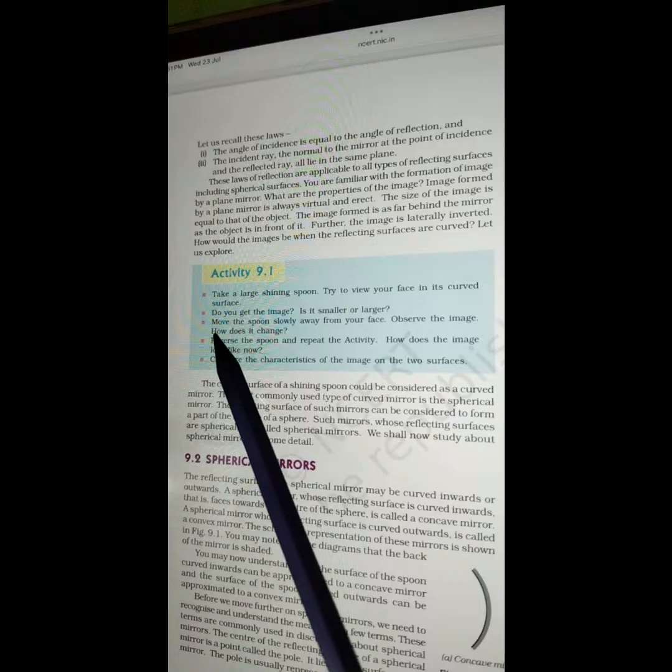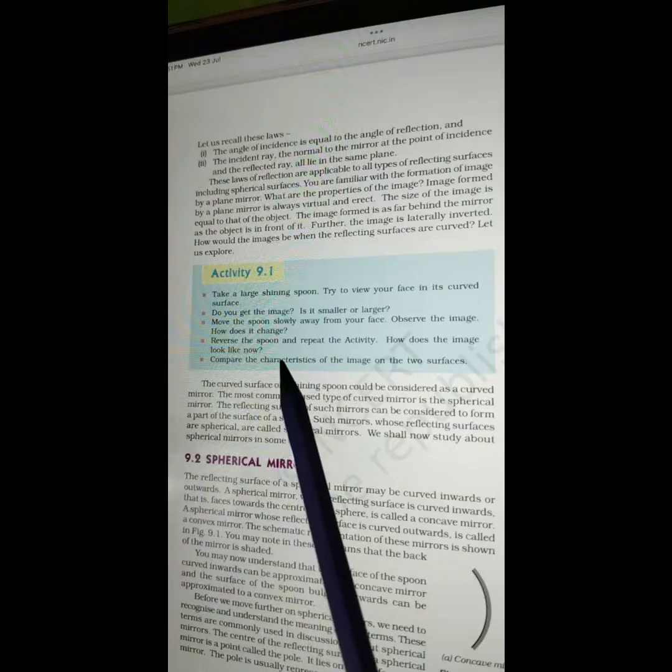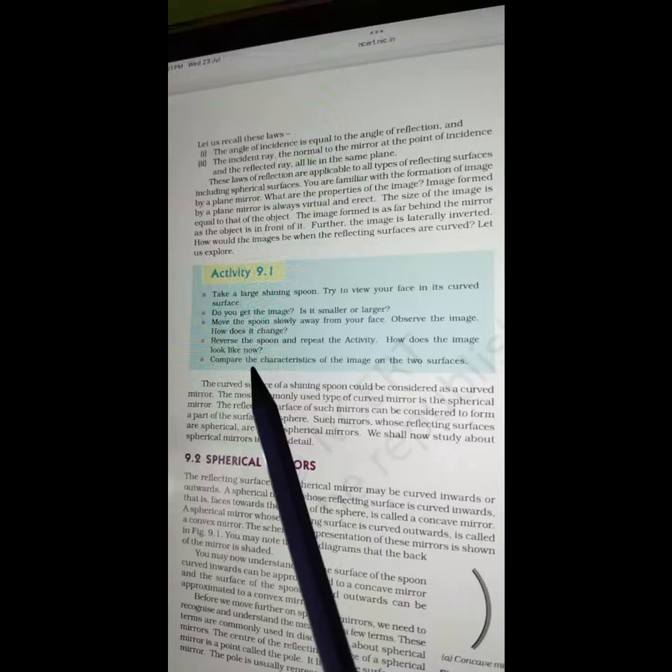This is the live reading of this chapter 9. Activity 9.1. Take a large shining spoon. Try to view your face in its curved surface. Do you get the image? Is it smaller or larger? Move the spoon slowly away from your face. Observe the image. How does it change? Reverse the spoon and repeat the activity. How does the image look now? Compare the characteristics of the image on the two surfaces.